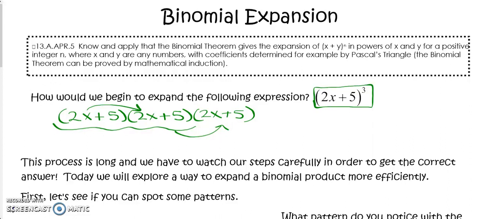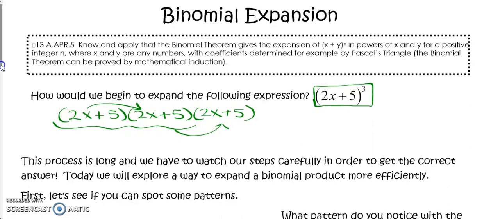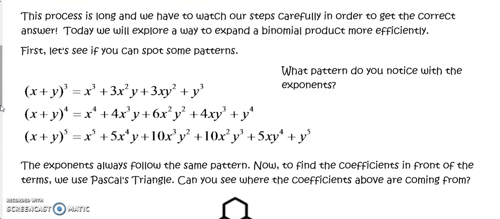So if you look below this, we have some examples, x plus y to the third, x plus y to the fourth, and x plus y to the fifth. It says, what pattern do you notice with the exponents? So take a second, maybe pause the video and think about that. I noticed that with my x's, my exponent starts at 3, it goes down to 2, then it's 1, and then we have no x's. Look at your y's. There's no y, then y to the first, y to the second, y to the third.